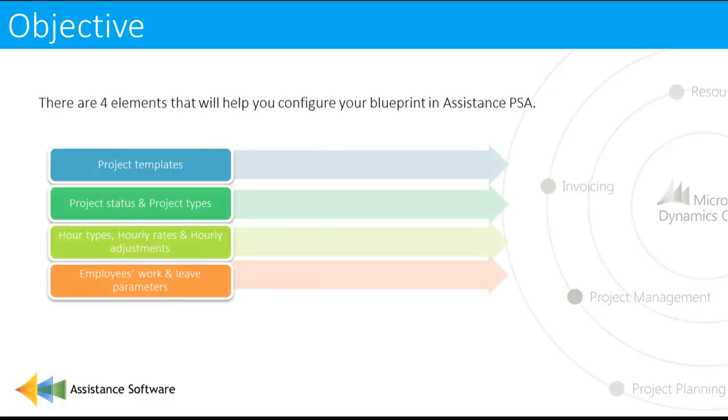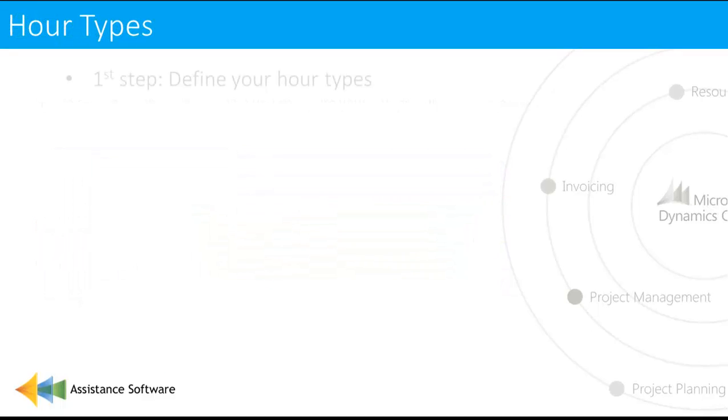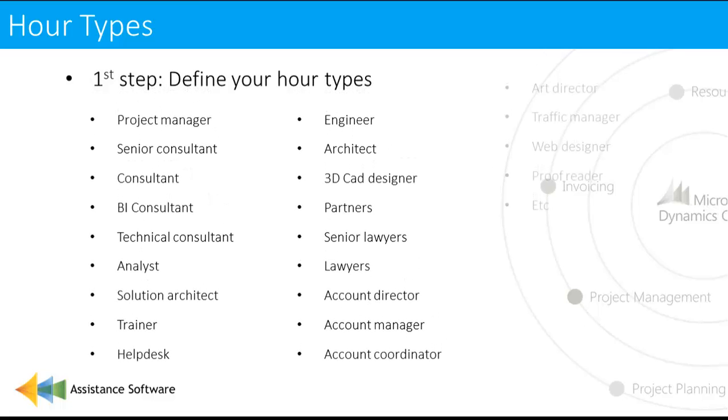There are 4 elements that will help you configure your blueprint in Assistance PSA. This tutorial will provide you with an understanding of hour types, hourly rates, and hourly adjustments. In order to book hours in Assistance PSA, you must first configure the different hour types of your organization.